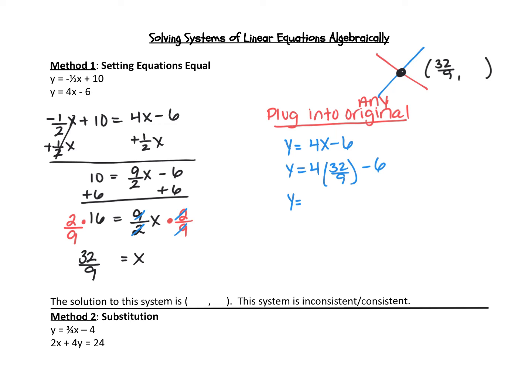All right, so I got 74 over 9 as my y value. So to put it back into the point, 74 over 9 is my final answer. So the solution to this system is (32 over 9, 74 over 9). Now, I'm not going to ask you about this, so don't stress too much about that. Just know that it has one point of intersection.